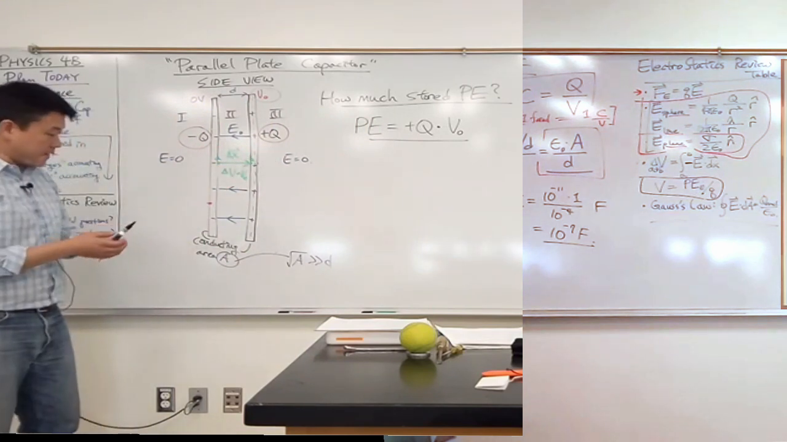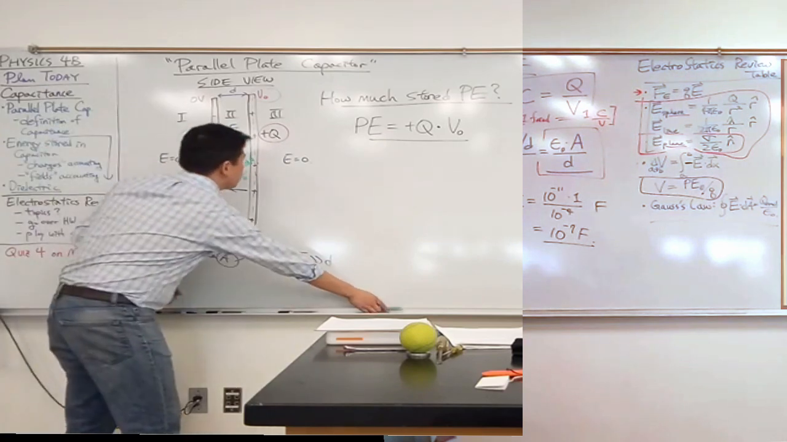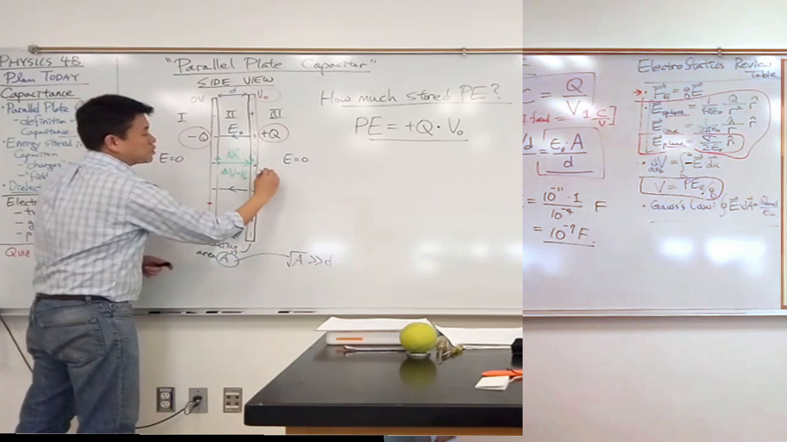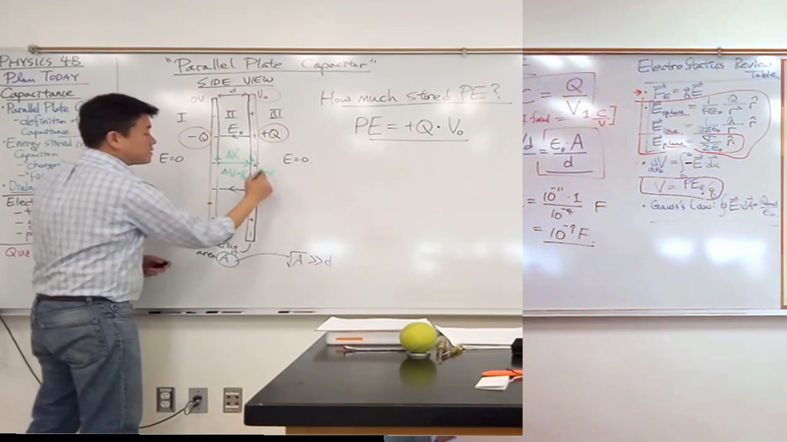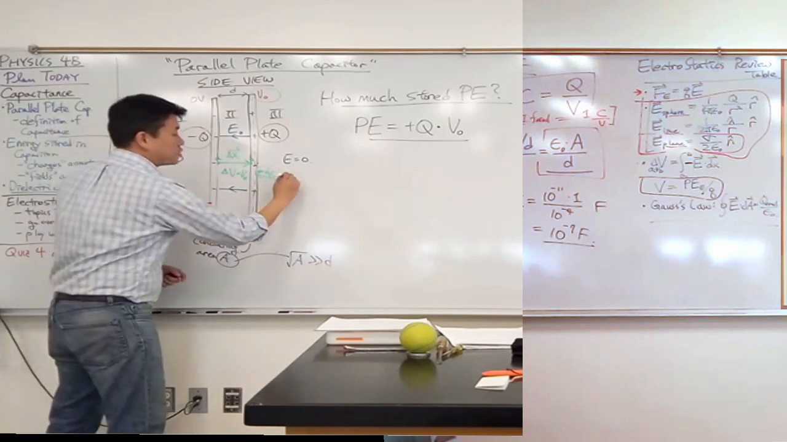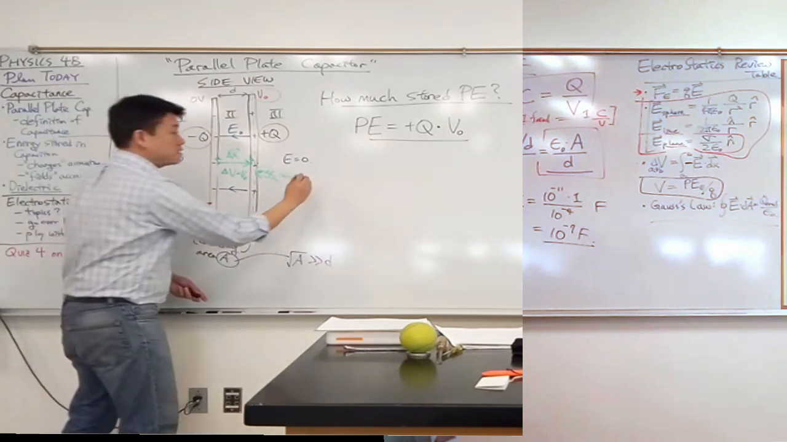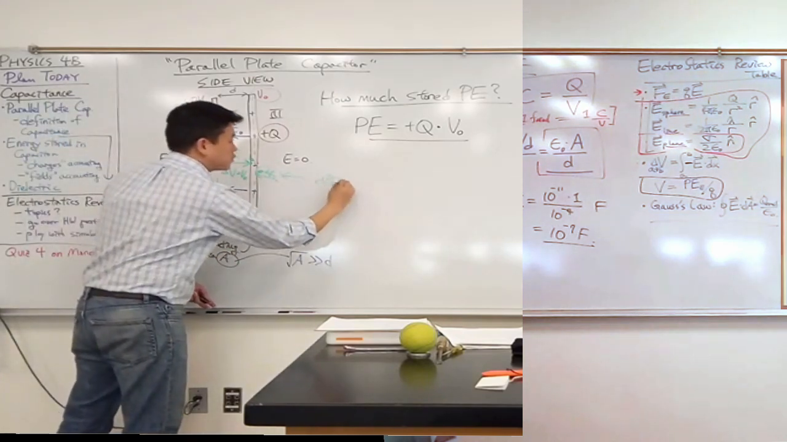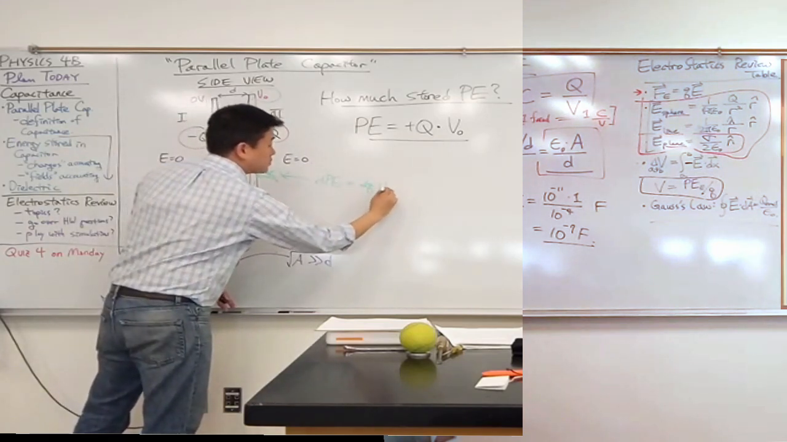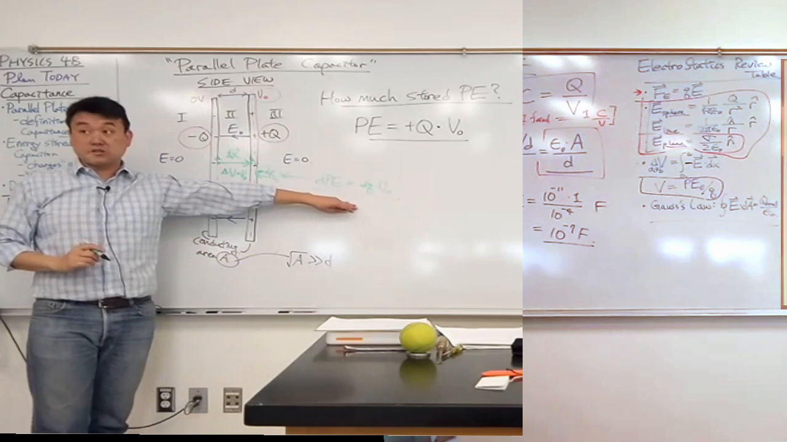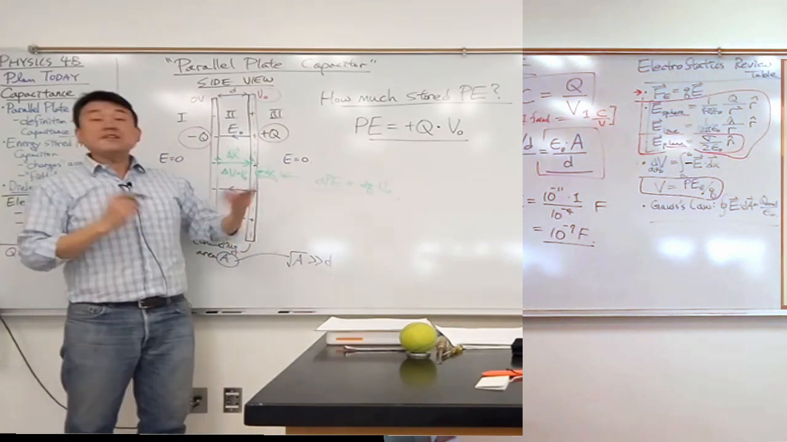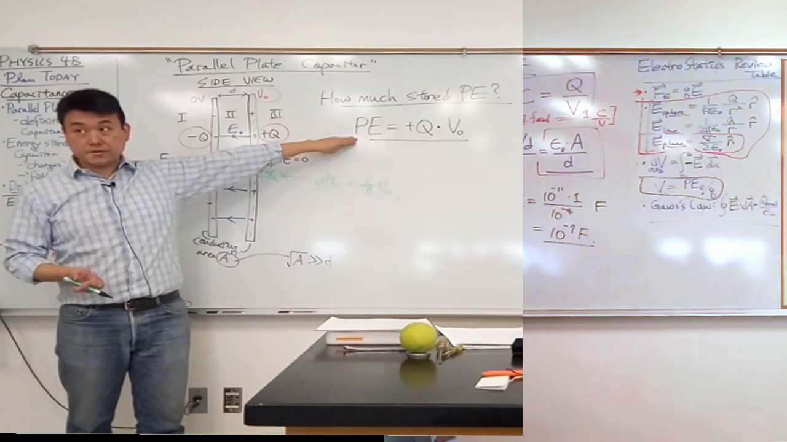Now, if I was saying that on top of this, I'm going to place another small charge dq, then I would agree that the small amount of potential energy associated with this small charge should be dq times the voltage. Like this is the correct answer. So, here's how I know this is the incorrect answer.